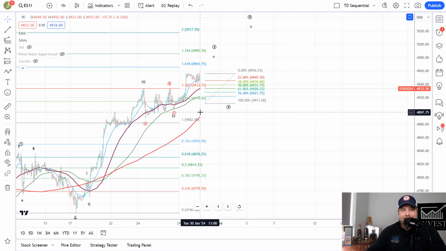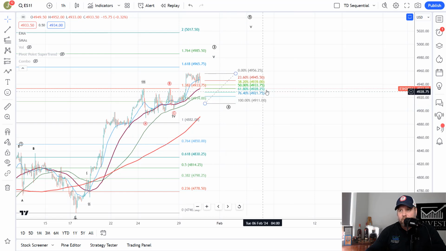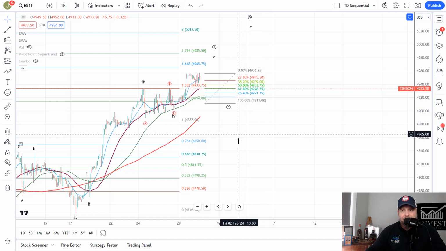So again, the theme for the Fed is support. First support, 49.3375. Second support, 4,900. Third support, 48.80. And then must hold 48.50 to continue in this more direct upward pattern.